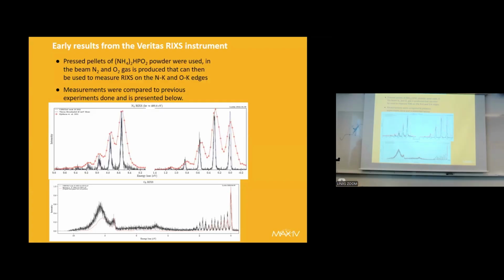So performance, then, is what we have. We pressed pellets of a material that, when you put light on it, produces both nitrogen and oxygen gas. That's a first easy way of measuring just the O2. And these are the first measurements of nitrogen. You can see the red one is the best previously published, and the black one is the one that we measured during commissioning at Veritas. So clearly, resolution is good. It's nowhere near good enough that we're happy, but it's definitely good enough to do good science with.